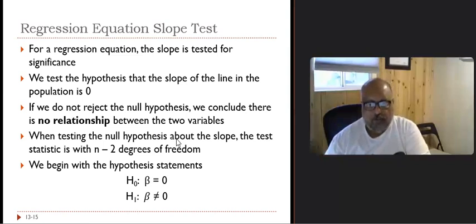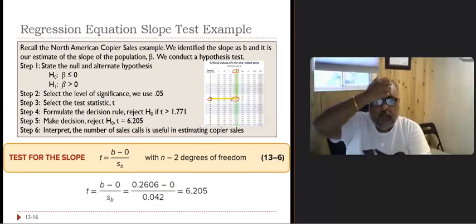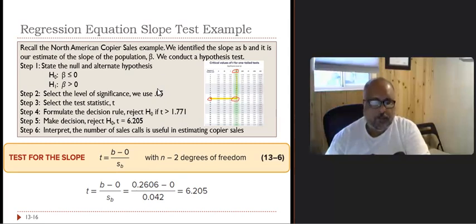So we have to first state our hypothesis here. We can use the null hypothesis as beta equal to 0 and the alternative as beta not equal to 0. This is a very simple setup for slope testing to show whether there is a relationship between the two variables or not, right? But now we can apply this to an actual situation, the same example that we have been talking about, the North American copier sales example.